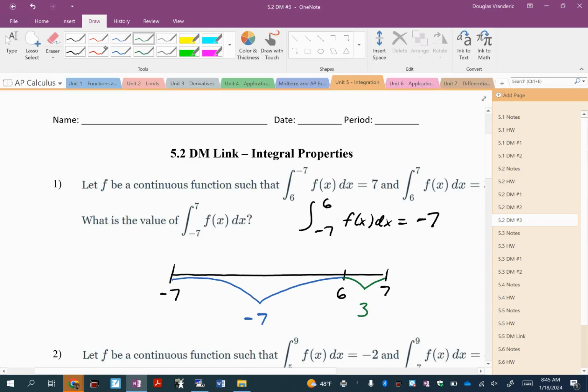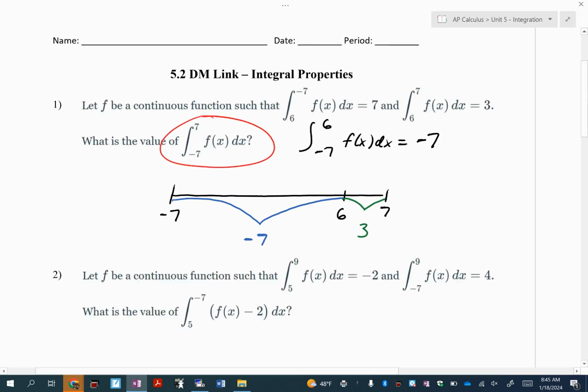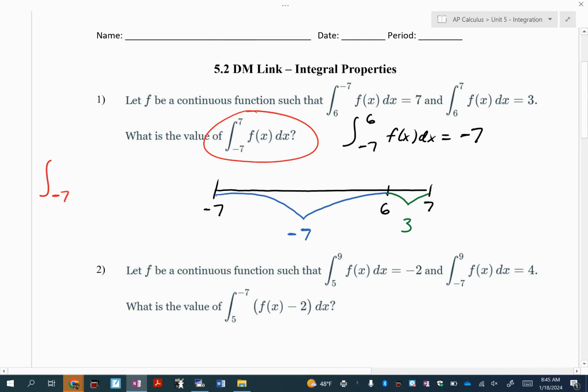So the problem is asking for this one here: -7 to +7. Do I have all the information I need to find that value? Yes. I'm going to take -7, because that's the value from -7 to +6, plus the value for the integral from 6 to 7. So my math would be -7 plus 3. What is -7 plus 3? -4. So this is the answer. Come on, box. There you go. Any questions on the first one?